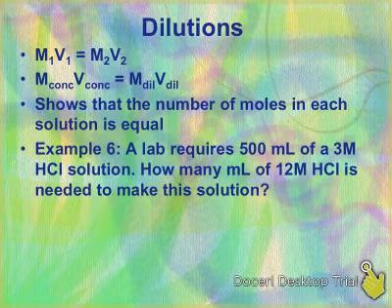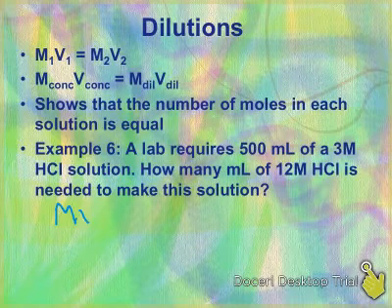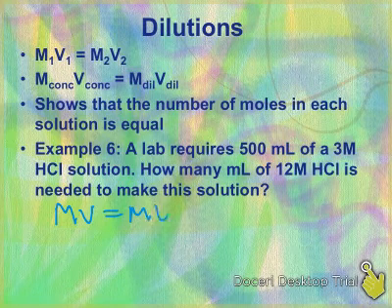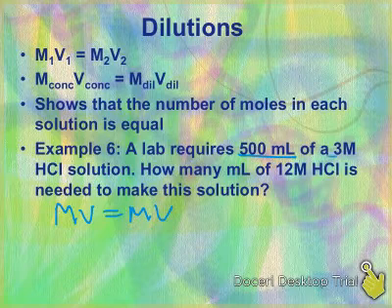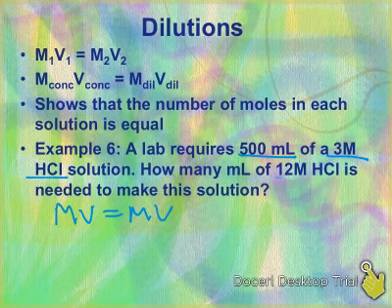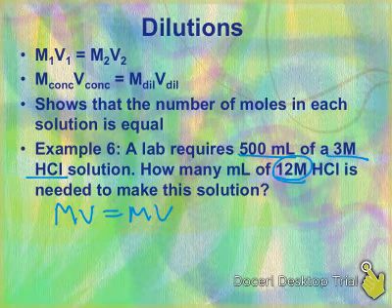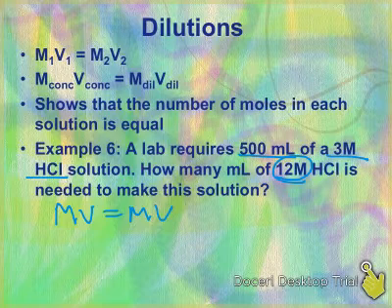Because the molarities are going to cancel each other out and the volumes are going to cancel each other out. So as long as your molarities are in the same unit and your volumes are in the same unit, you don't have to do any converting. So basically, we're going to do M1V1 equals M2V2. A lab requires 500 milliliters of a 3 molar hydrochloric acid, and we're starting with our 12 molar, correct? So is the 12 molar going to go on the left or the right?